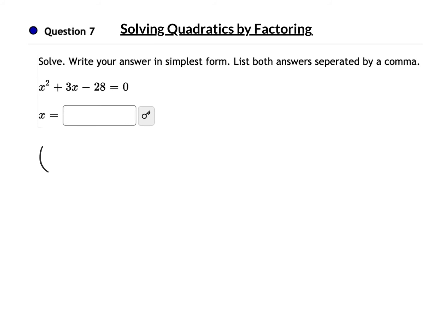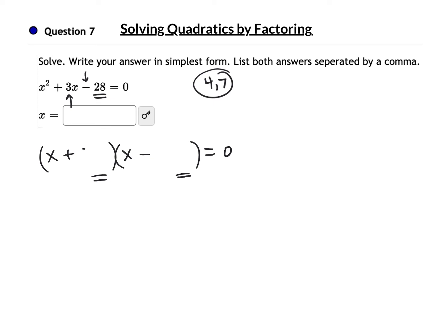In question 7, we need to factor again. x times x is x squared. This number times this number makes negative 28. Got to be a positive and a negative. Factors of 28 that subtract to 3 are 4 and 7. But I've got to make them add, when I FOIL, to positive 3. Make 4 and 7 add to positive 3. That'd be positive 7 and negative 4.